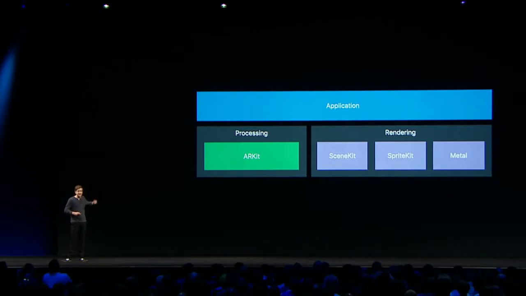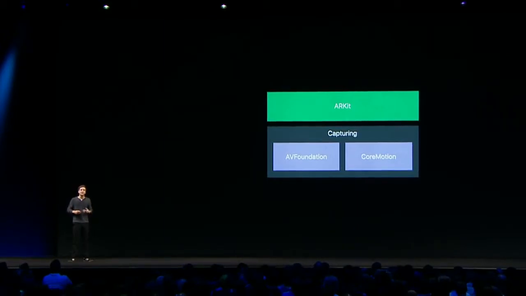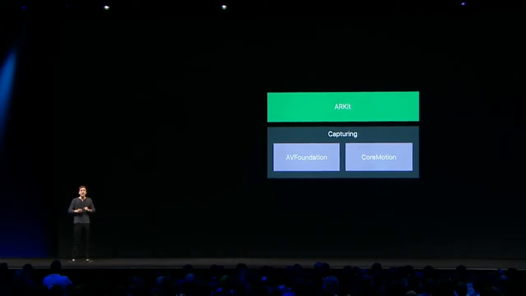How do I use ARKit in my application? ARKit is a framework that handles all of the processing that goes into creating an augmented reality experience. With a renderer of my choice, I can simply use ARKit to do the processing, and it will provide everything that I need to render my augmented reality scene. In addition to processing, ARKit also handles the capturing that is done in order to do augmented reality. So using AV Foundation and Core Motion under the hood, we capture images as well as get motion data from your device in order to do tracking and provide those camera images to your renderer.